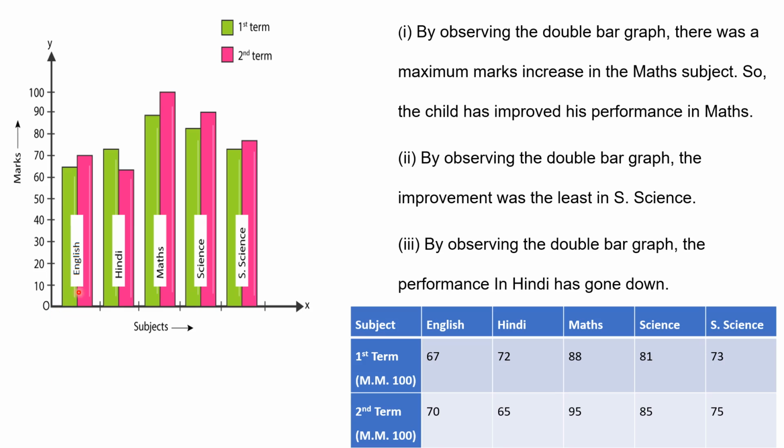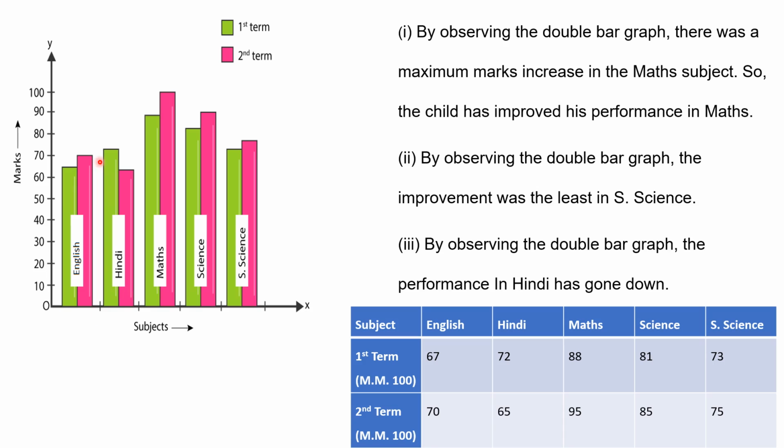For the second term, next to that we have to draw without leaving any boxes in between. Clear? We have to leave boxes between the subjects but not between the first term and second term marks. So next, the second term English marks is 70. So choose 70 here and draw it. Clear? Like that, Hindi also you have to draw.